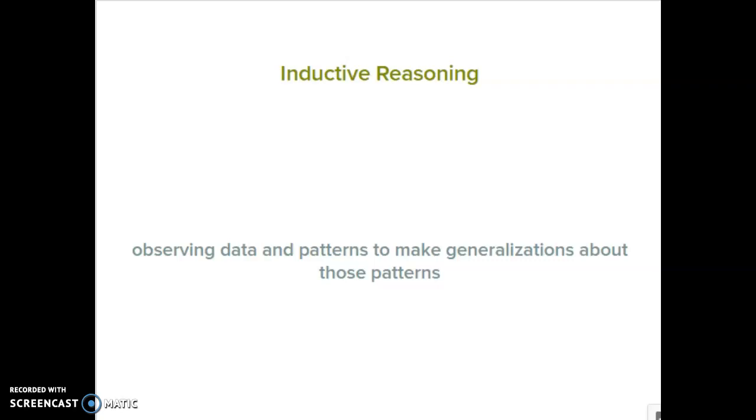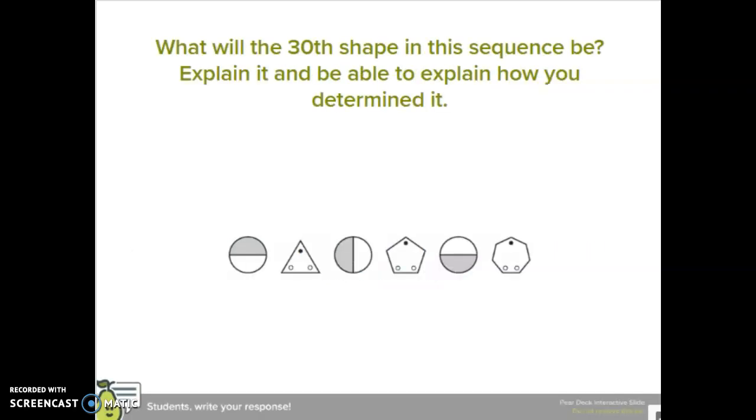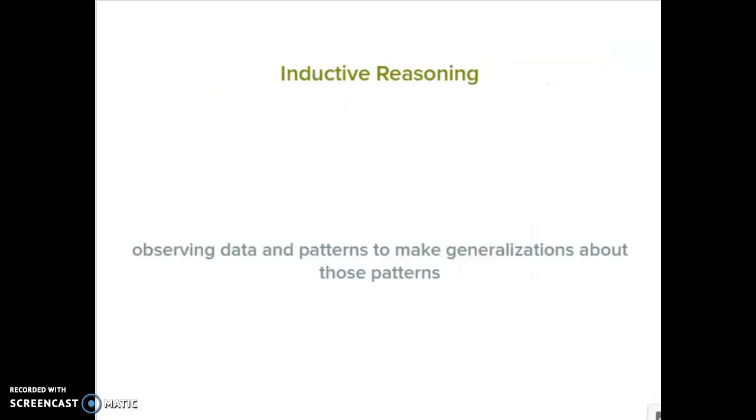Thinking back to those warm-ups, we made some generalizations about what pattern was happening and what was going to happen next. We didn't know 100% what shape would pop up on the 25th or 30th, but we observed, we noticed, and we made generalizations about what could possibly be next. So inductive reasoning is all about patterns and observing.